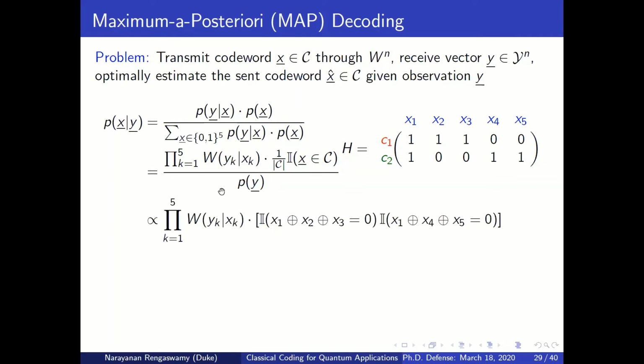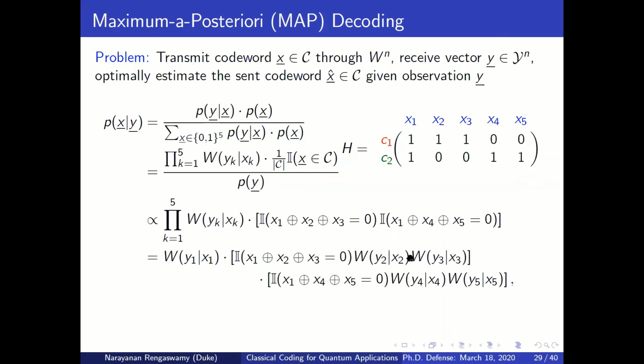Now we are just going to optimize for the best x, and the denominator is not dependent on x, so you can just drop it and put this proportionality symbol, and you still have this product of probabilities. And the indicator function for x being a code word is just checking these two parities. You check this parity and this parity. So you can split it into two indicator functions and then rearrange them to group the same bits together. Here it only involves x1, x2, x3, so you combine with x2, x3, and here x4, x5.